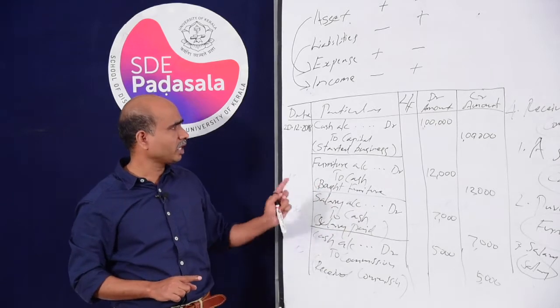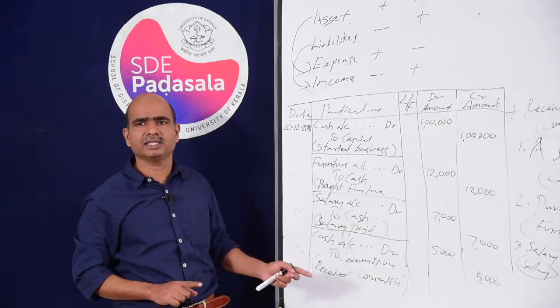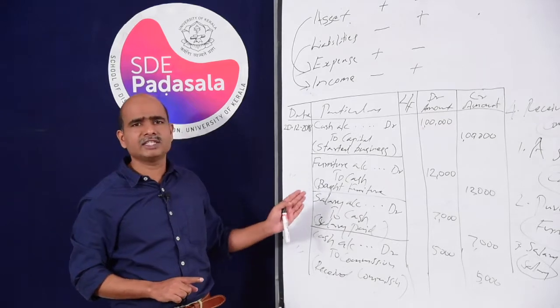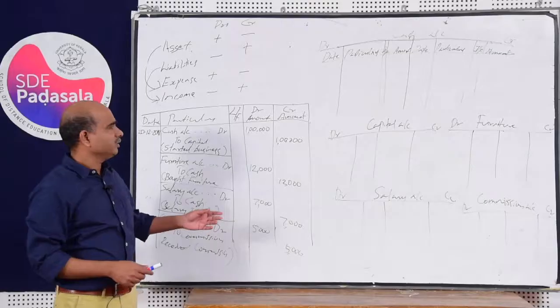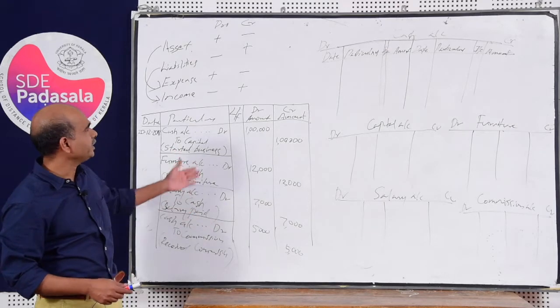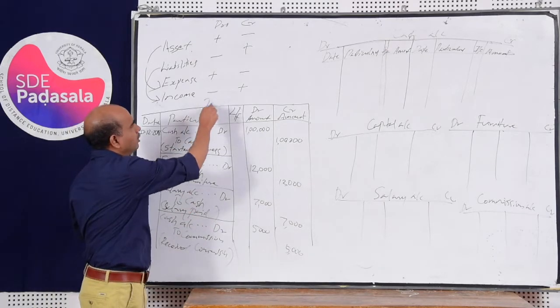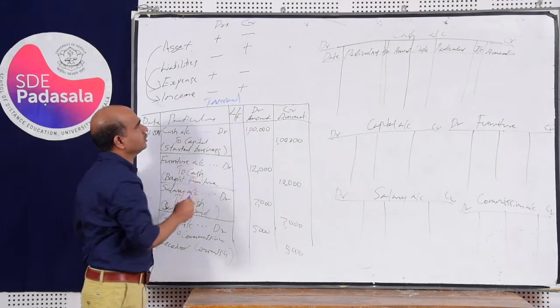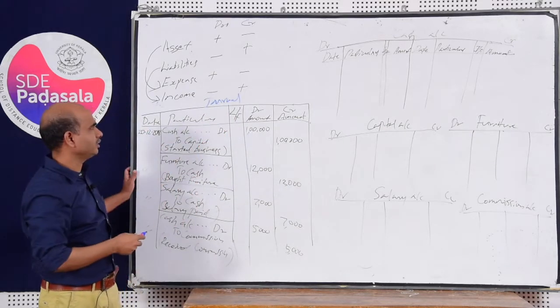Okay. How to write items in the ledger? That is the second step in accounting. The next stage is to transfer all the items entered in the journal book to the ledger.